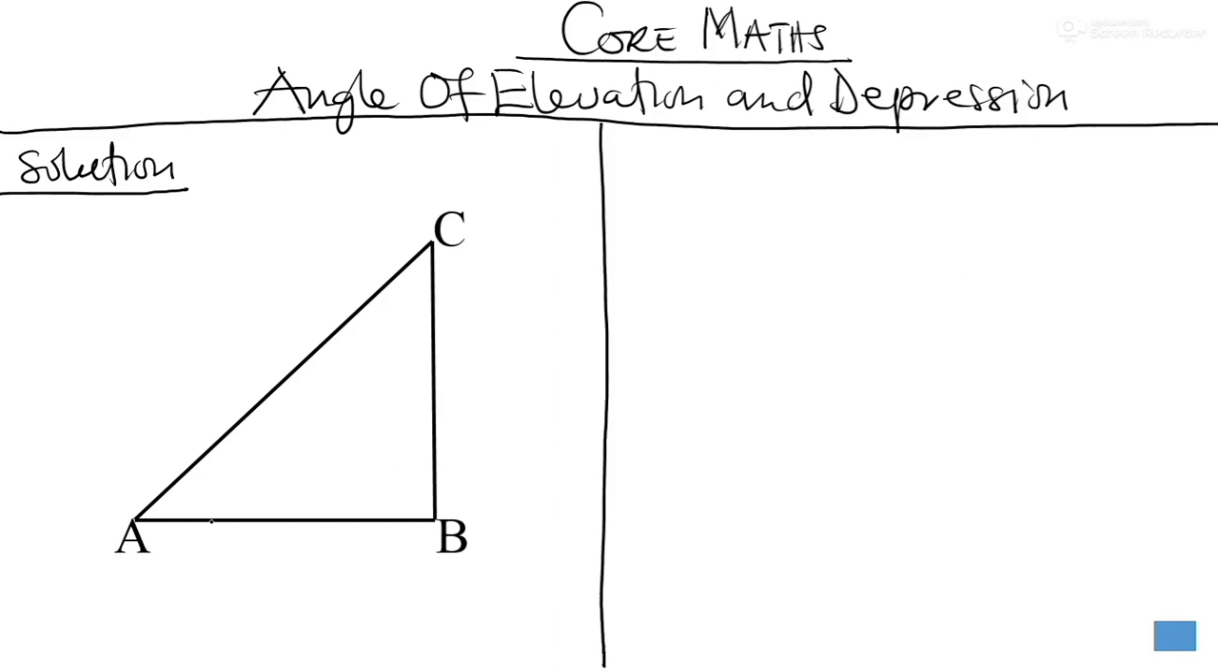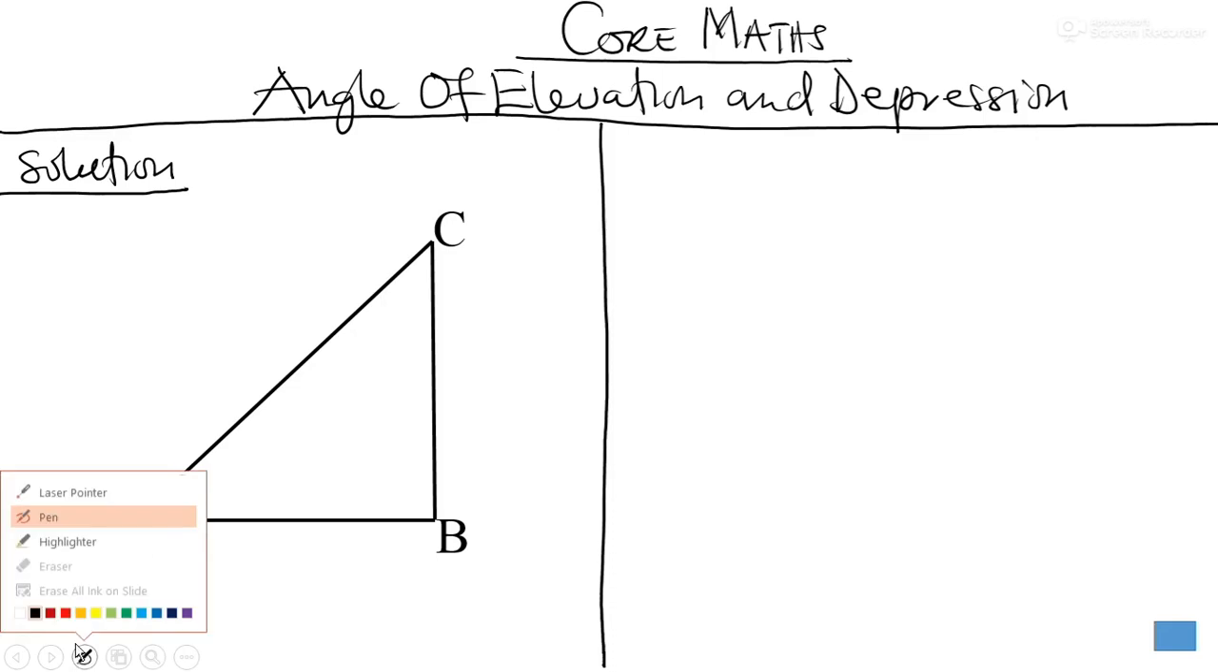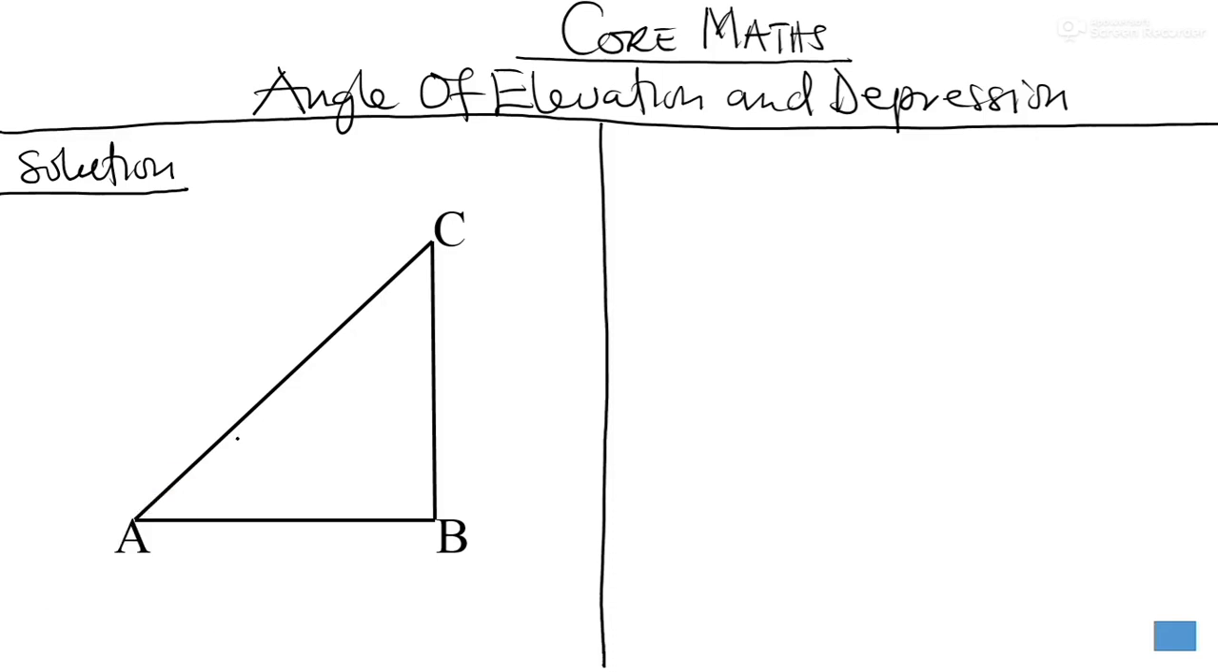So now let's put in the values given in the question. Good. So the angle of elevation was given as what? 43 degrees.